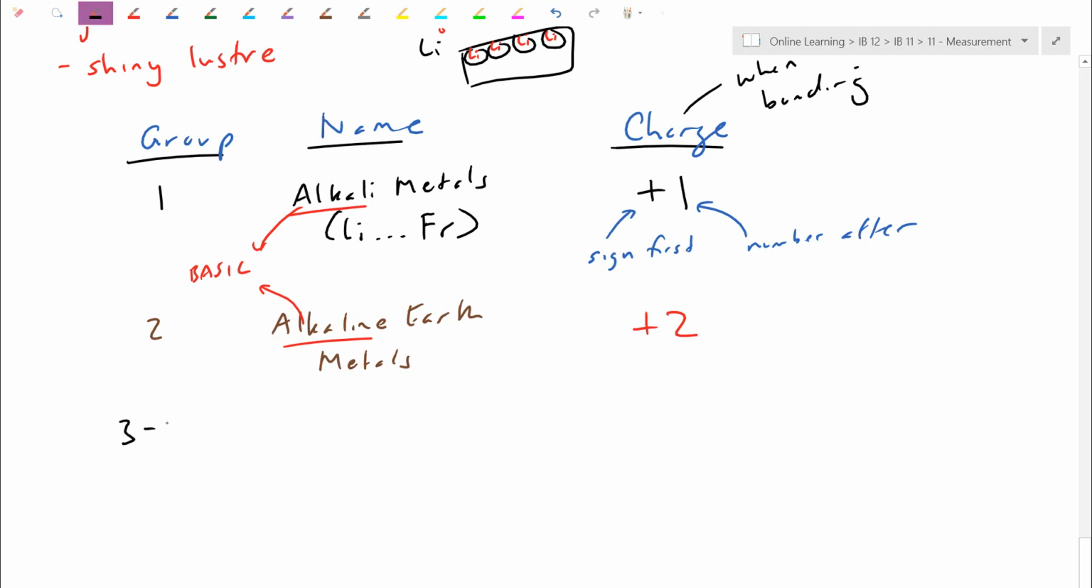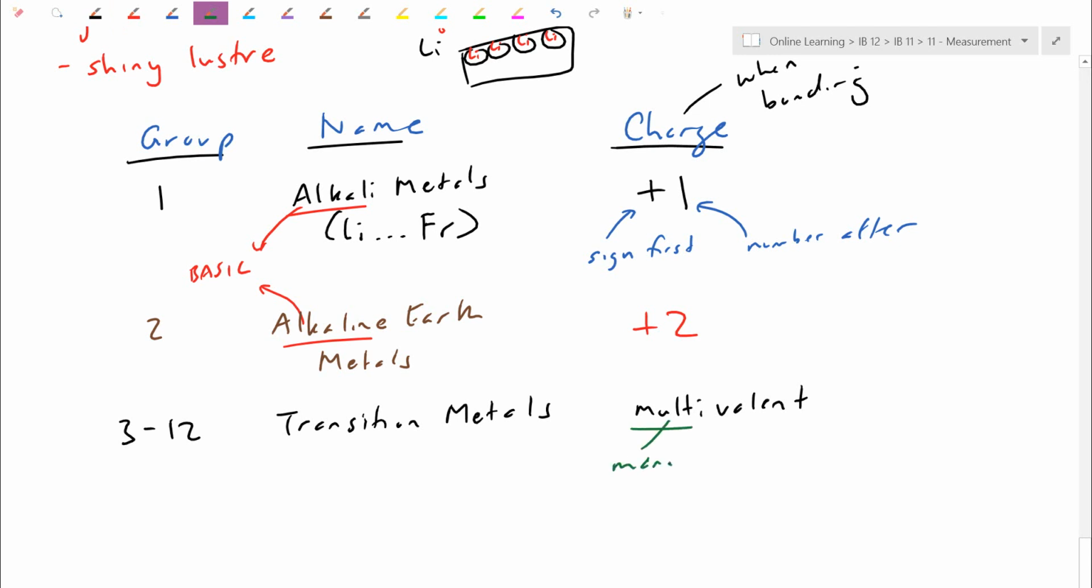So for the time being, let's just say group 3 through 12, we can call them transition metals. They're sort of in transition. They're sort of losing their metallic character as they approach that stair-step line. In terms of charges, these ones have many. In the past we used to call these multivalent, meaning many. Valent sort of refers to the valency or the outermost shell. So for many, we're just going to use the terminology charges.